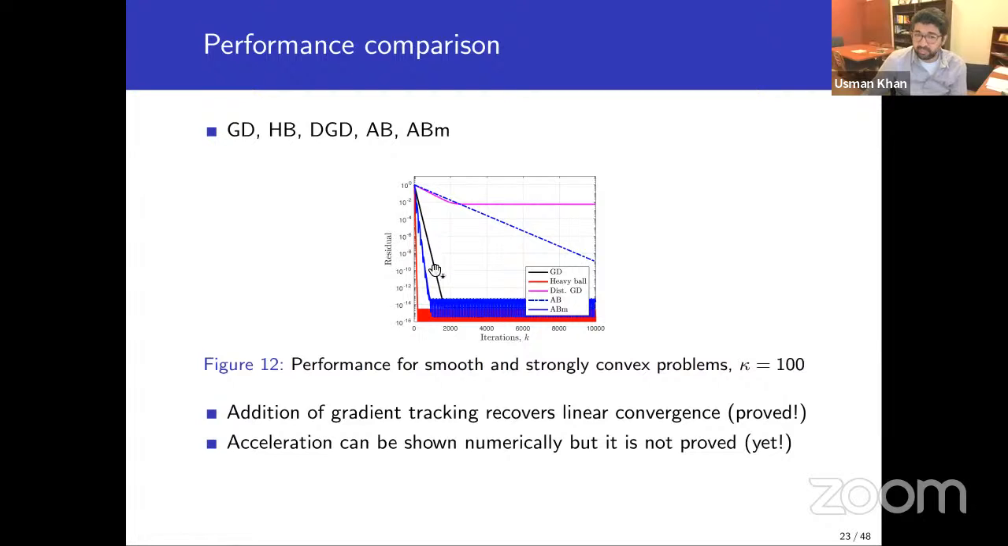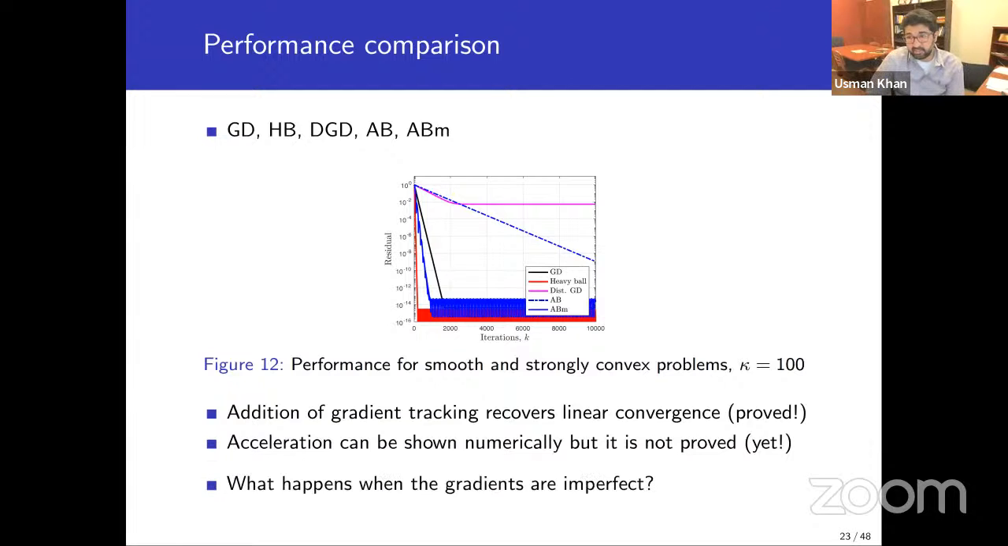So gradient descent is this black curve. Smooth and strongly convex problems converge linearly. Distributed gradient descent without gradient tracking has a steady state error. The AB algorithm adds gradient tracking and gives me linear convergence again. If I add momentum to AB, then it accelerates and becomes this faster blue curve, versus if I just add momentum to plain vanilla gradient descent, it's that red curve. So addition of gradient tracking recovers linear convergence. Acceleration can be shown numerically, but it's not yet proved.